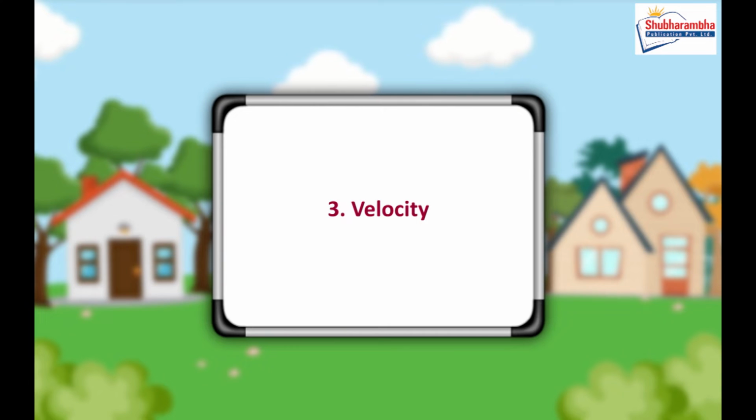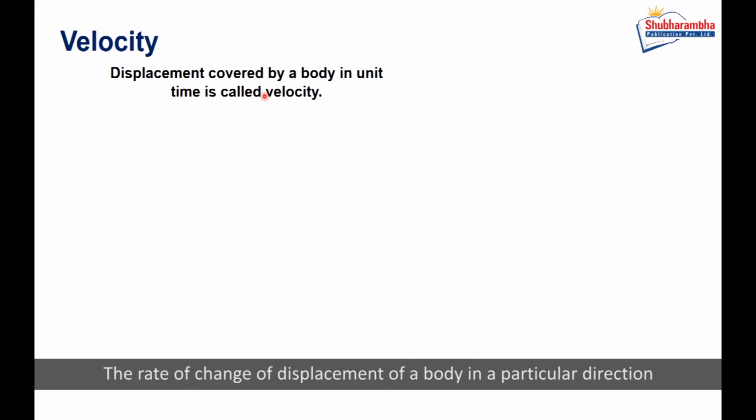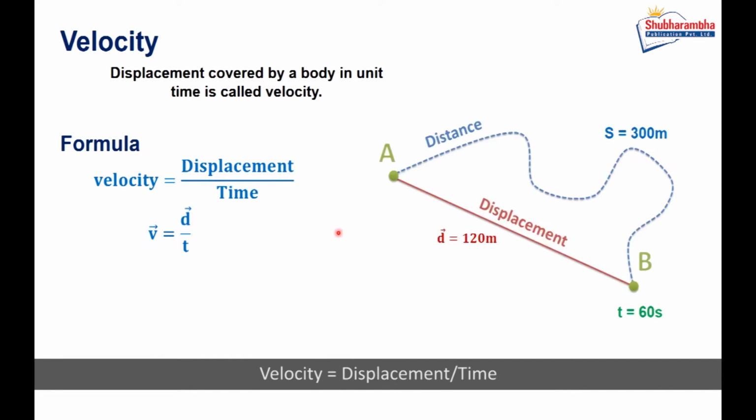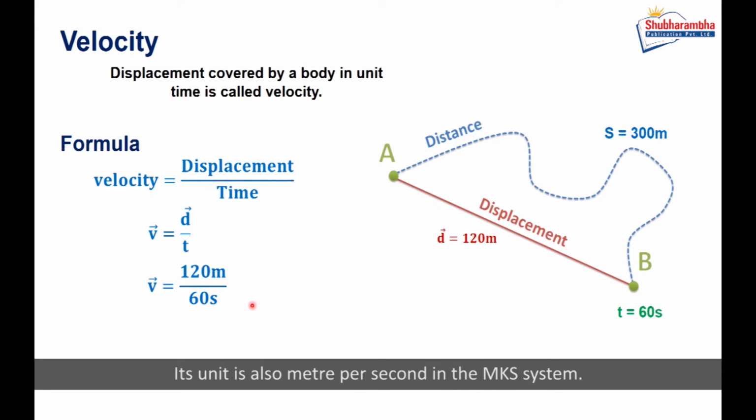3. Velocity. The rate of change of displacement of a body in a particular direction is called its velocity. Velocity equals displacement divided by time. Velocity is just speed in a specific direction. Its unit is also meter per second in the MKS system.